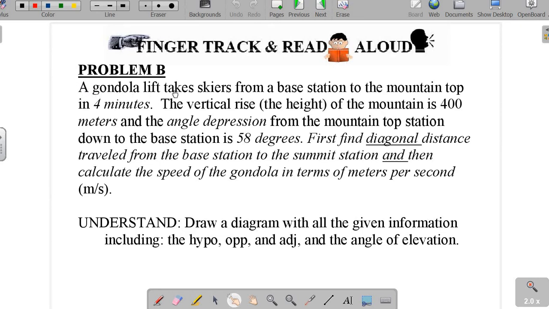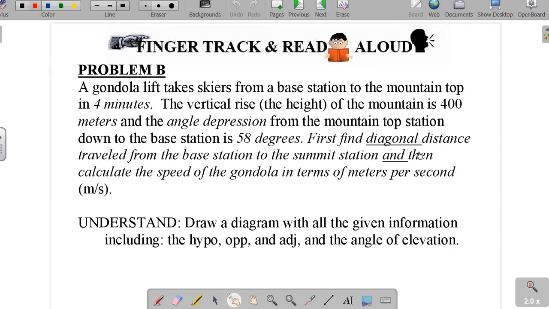A gondola lift takes skiers from the base station to the top of the mountain in 4 minutes. The vertical rise, or the height of the mountain, is 400 meters, and the angle of depression from the mountaintop station down to the base station is 58 degrees. First, find the diagonal distance traveled from the base station to the summit station, and then calculate the speed of the gondola in terms of meters per second.